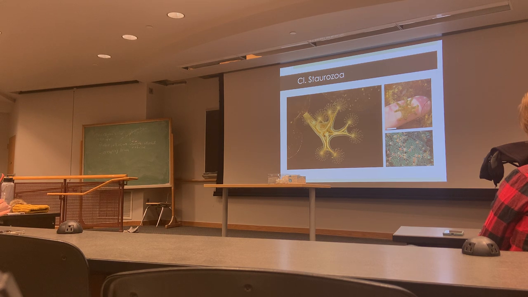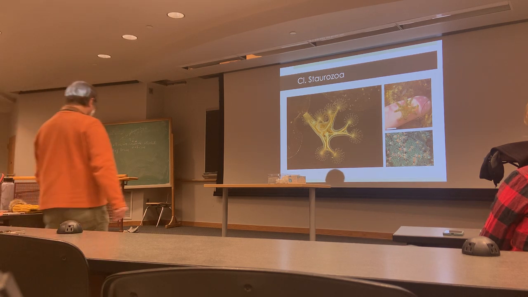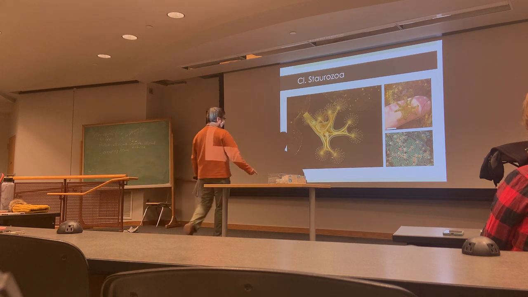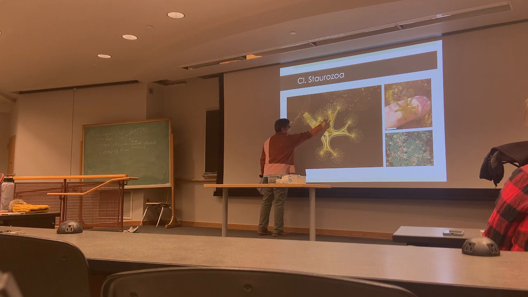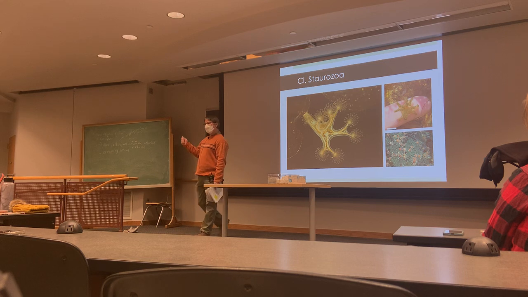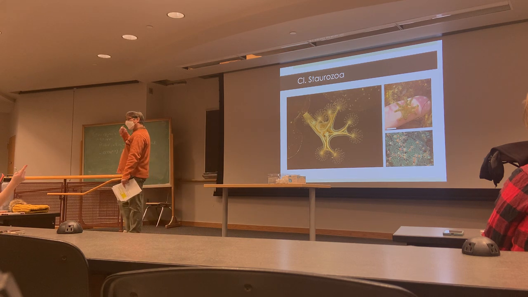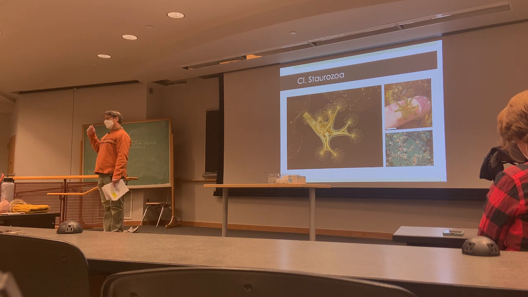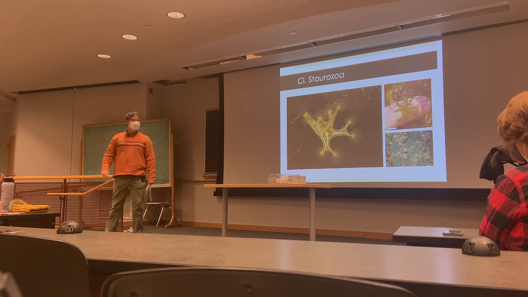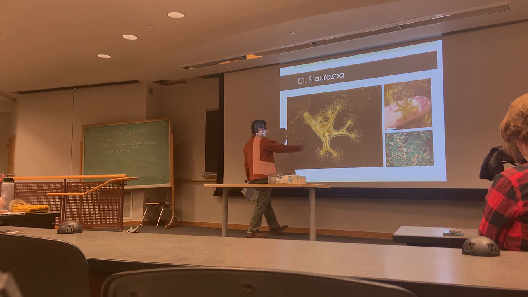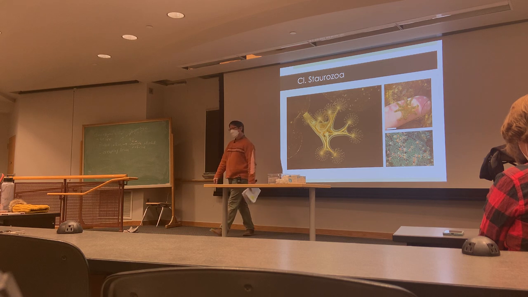Looks like it's glowing because of all those little white spots. It's got a lot of these little white spots, and those are unique to staurozoans. We don't tend to see those in other cnidarians. These are little white spots that tend to occur along the arms. What those are is a concentration of cnidocytes. So nematocyst-bearing cells are concentrated in those white spots.